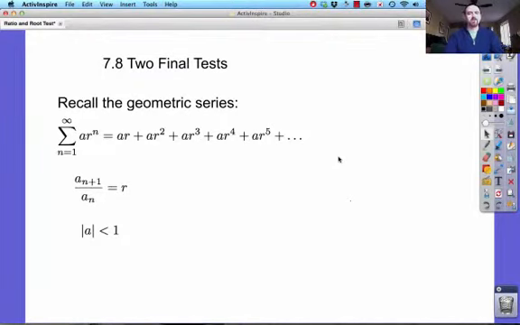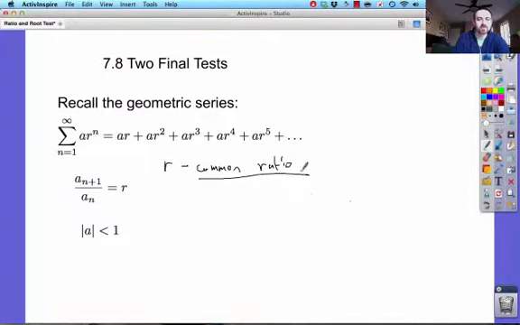Okay, so we're going to look at two final tests now, finally. So first of all, let's recall the geometric series. This is what a geometric series looks like right here: a times r plus a times r squared plus all the way up to and so on. And what that means, we have this thing called r, which is called the common ratio. It's not a term I've been using, but it is the typical term.